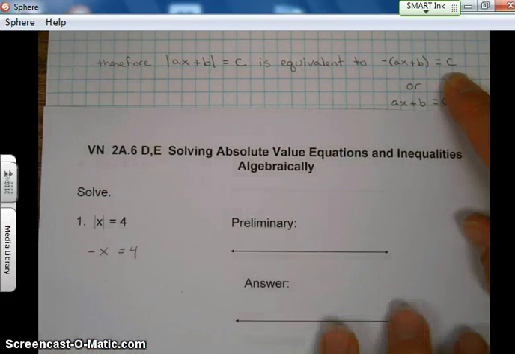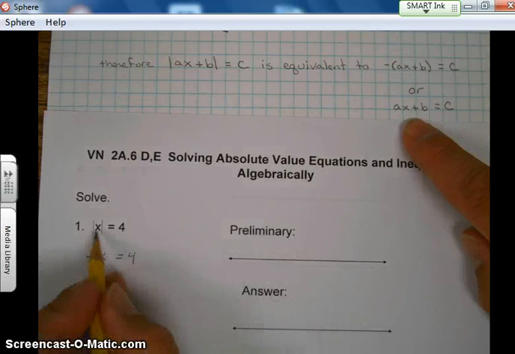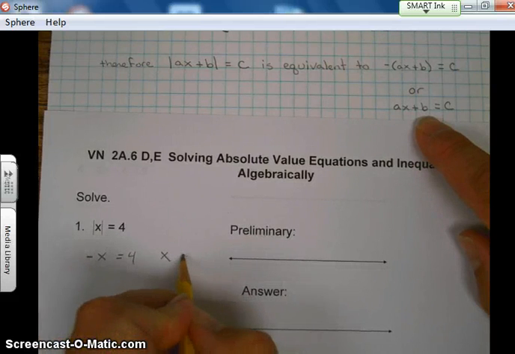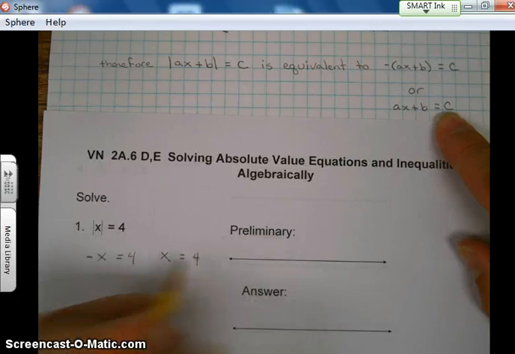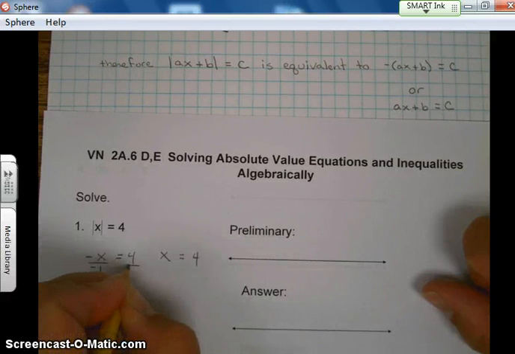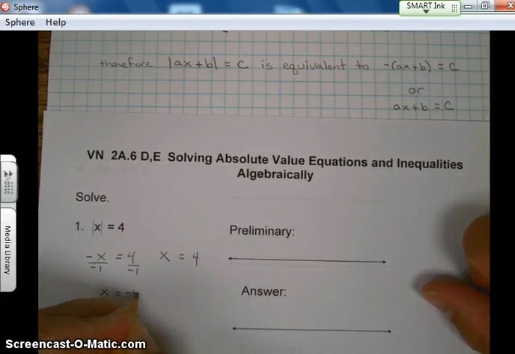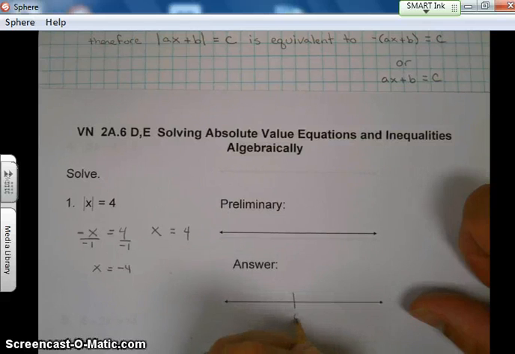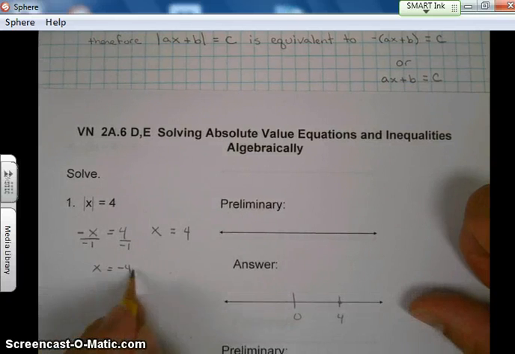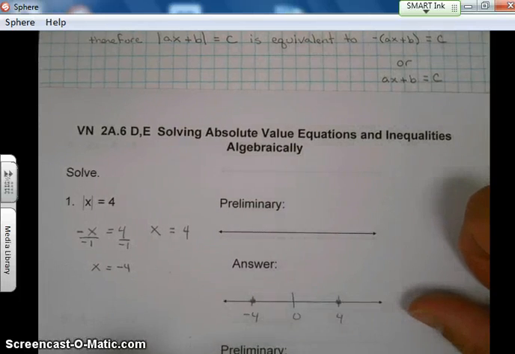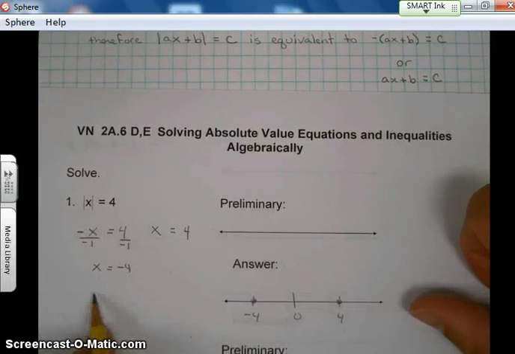That would be one equation. Or we would take the positive expression, which would be just x, and set that equal to our value, which is 4. So now we would solve both equations. In this case, we would divide both sides by -1, and x would equal -4. So I'm going to go straight to our answer here. Our answer is going to be x equals 4 and x equals -4. So a dot at -4 and a dot at +4, and there's your graphical representation of our answer.